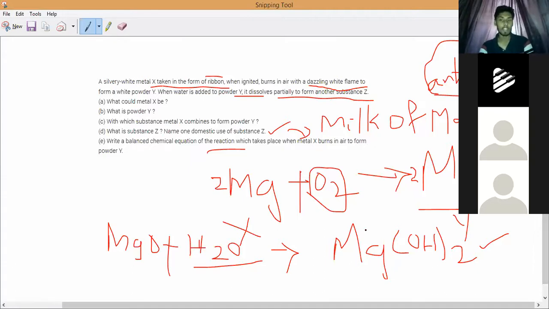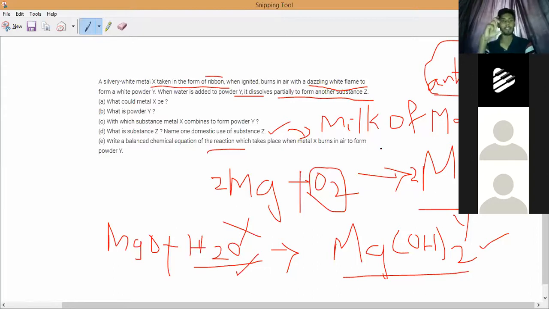Y substance is magnesium oxide. If we dissolve it in water, magnesium oxide reacts with water and forms magnesium hydroxide. Understand? Magnesium hydroxide is Mg(OH)2. Now what is the one domestic use they are asking? Domestic use means household. In our house, magnesium hydroxide is used as an antacid.